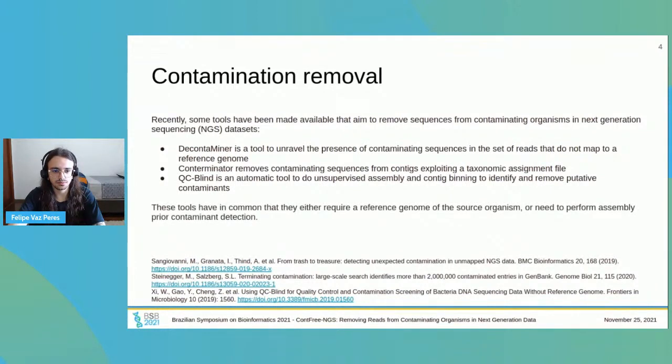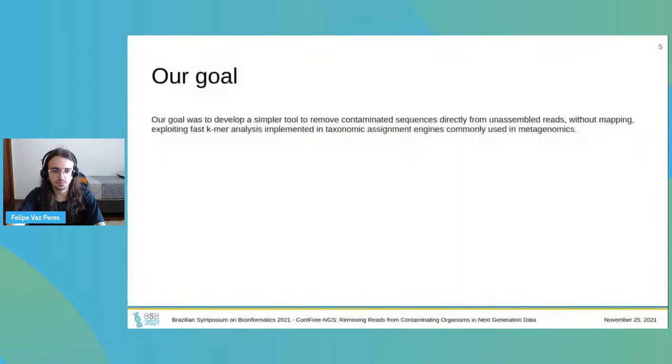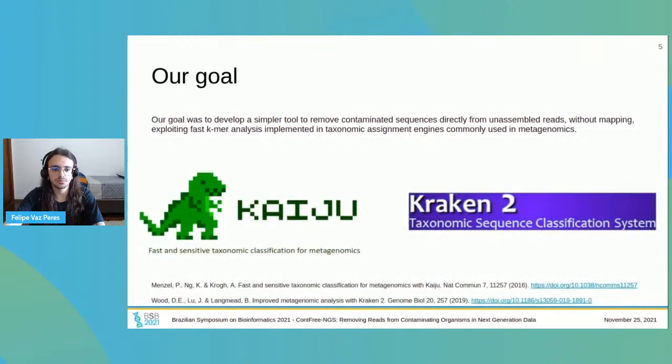But all of these tools have in common that they either require a reference genome of the source organism or need to perform assembly prior to contaminant detection. So our goal with Control-NGS was to develop a simpler tool to remove contaminated sequences directly from unassembled reads without mapping and exploiting fast k-mer analysis implemented in taxonomic assignment engines commonly used in metagenomics, such as Kaiju, a fast and sensitive taxonomic classification software for metagenomics, and Kraken 2, a taxonomic sequence classification system.